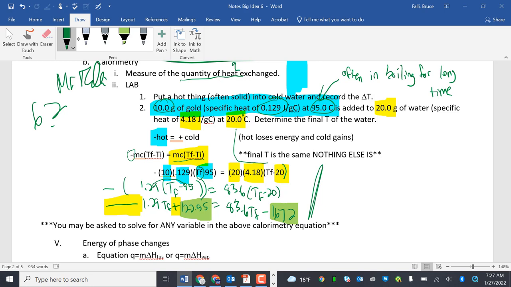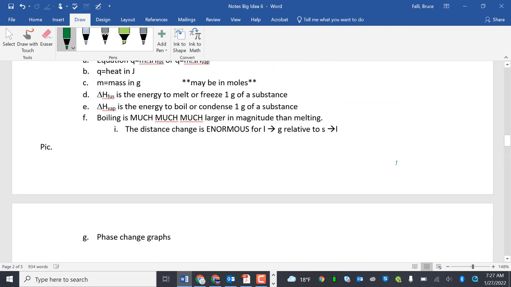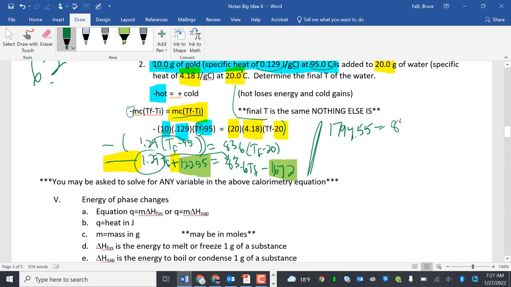Okay? So 122.55 plus 167.2. Oops, 1,672. Whoops. Is 1794.55 equals, again, I'm going to move this part over to here, so I'm going to add it, 83.6 plus 1.29 is 84.89 T sub F. So again, I'm just solving for T sub F, dividing both sides by 84.89, 1794.55 divided by 84.89.